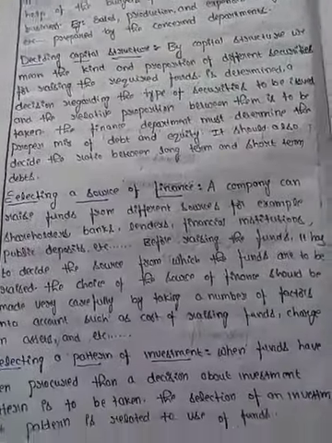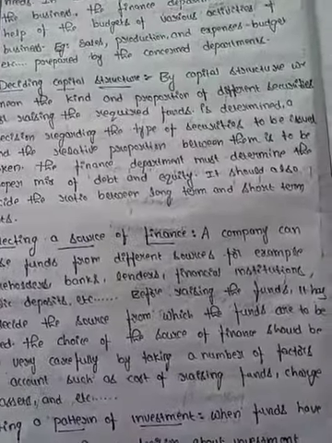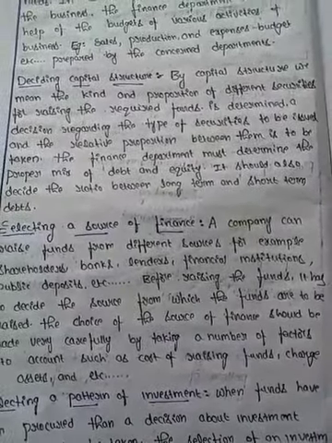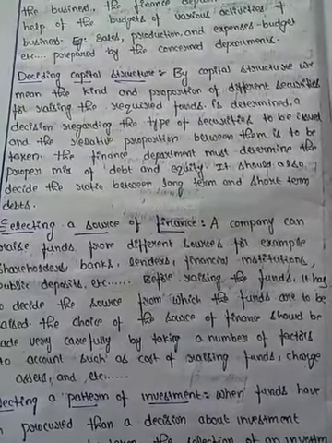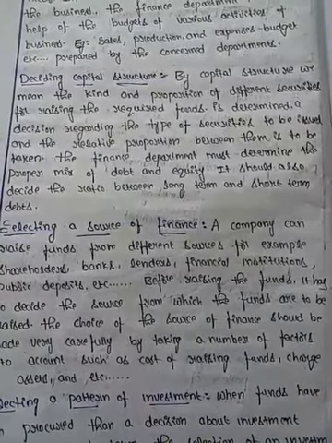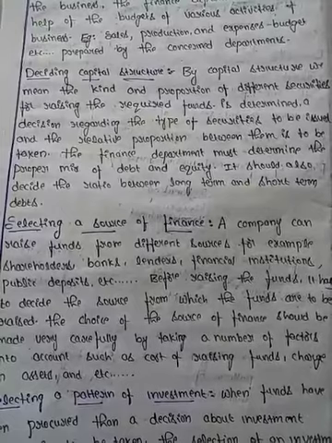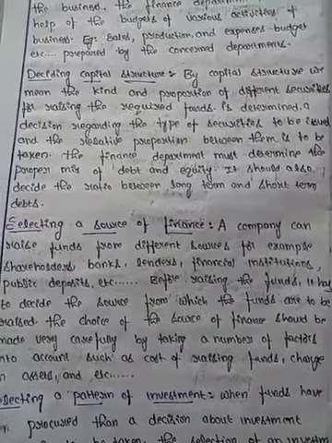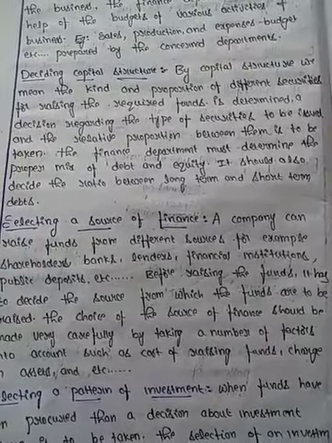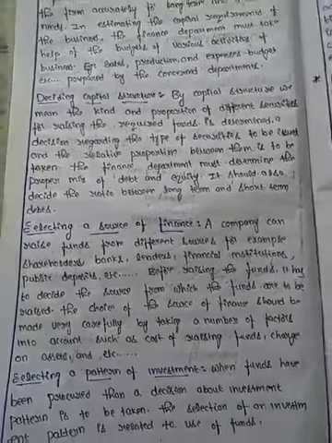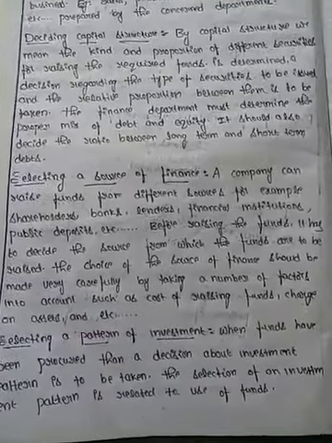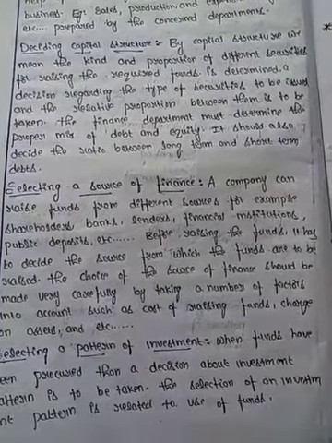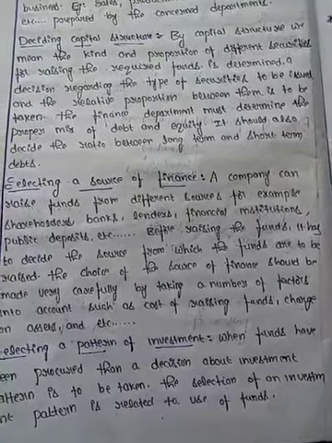Second one, deciding the capital structure. By capital structure, we mean the kind and proportion of different securities for raising the required funds. Once the total requirement of funds is determined, a decision regarding the types of securities to be issued and the relative proportion between them is to be taken. The finance department must determine the proper mix of debt and equity. It should also decide the ratio between long-term and short-term debts.